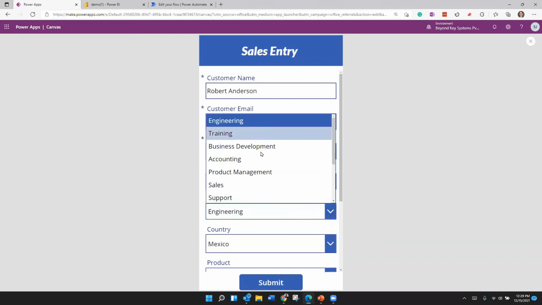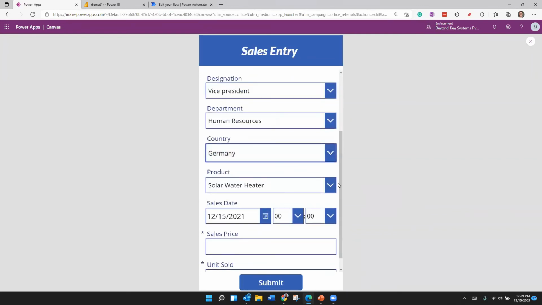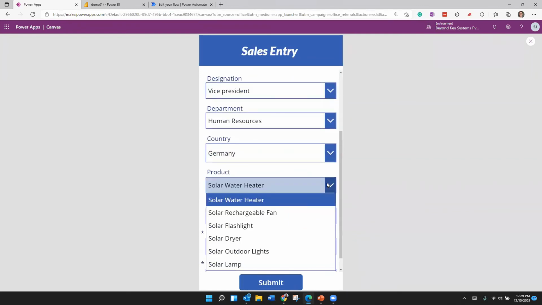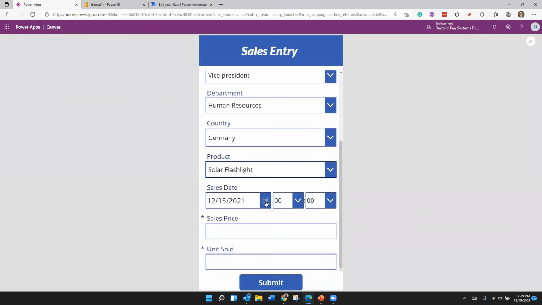They also want to figure out what department they're in. So maybe they're in human resources, and then where are they located? So let's say they're located in Germany. We could also take a look at the product that they bought. In this case, let's just say there's different solar products here. Let's say they bought a solar flashlight. So when did they buy it? So they bought it at $150. Oh, sounds good.